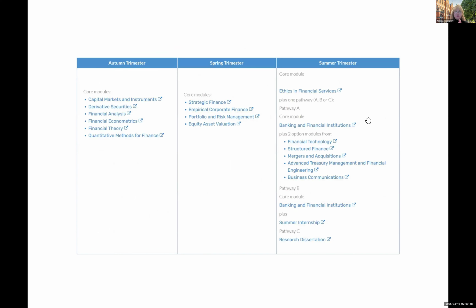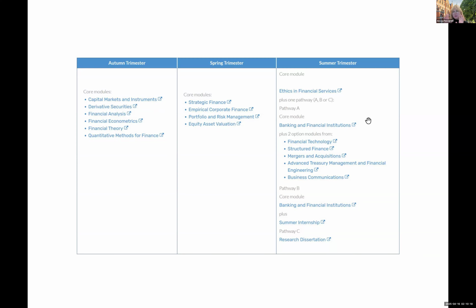And in terms of structure, you will have 3 trimesters. In the first one, you will have basic courses: quantitative methods, financial theory, financial analysis, derivative security and capital markets instruments, and financial econometrics, where I'm teaching you. So the structure is the same: 6 weeks 3 courses, 6 weeks another 3 courses, in such a way that you will be very dedicated to these courses.